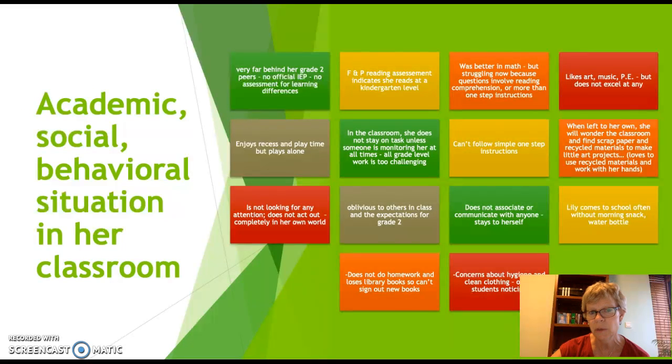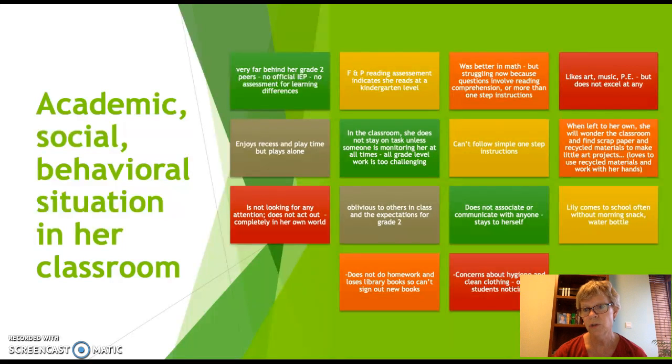She often plays alone at recess, and in the classroom she cannot stay on task unless somebody is following her constantly over her the whole time. All of her grade level work is too challenging, and following even a one-step instruction is just pretty much impossible. When left to her own, which does happen, she's my ESL student, but she's in one of my colleagues' classrooms for most of the day.